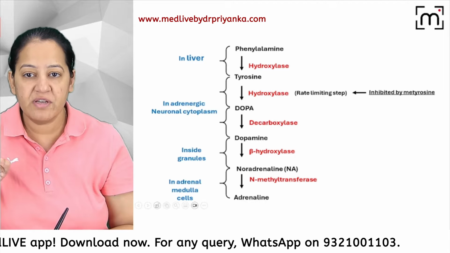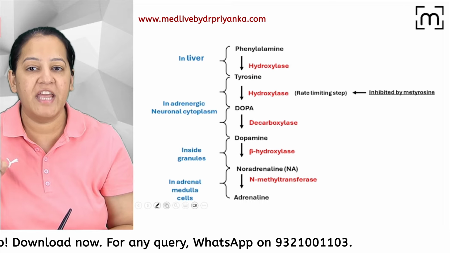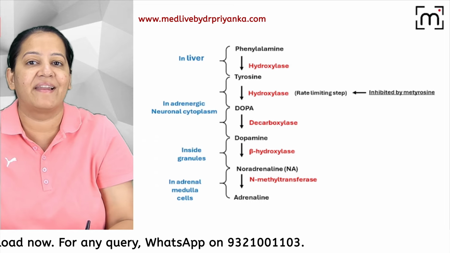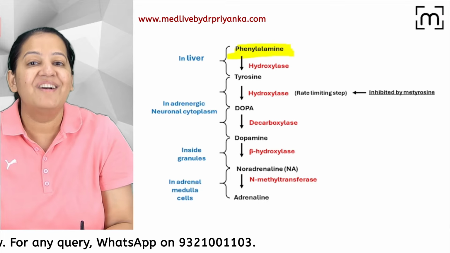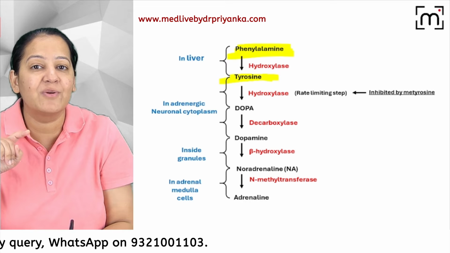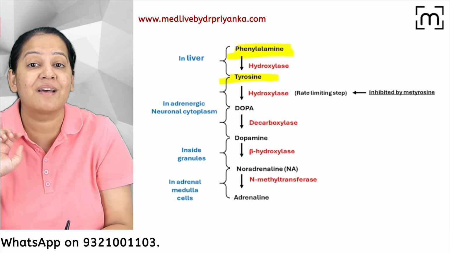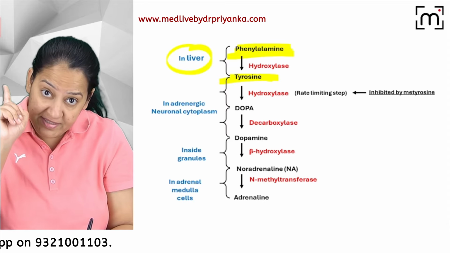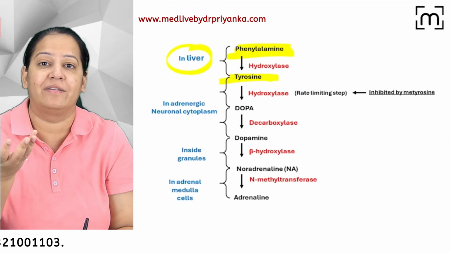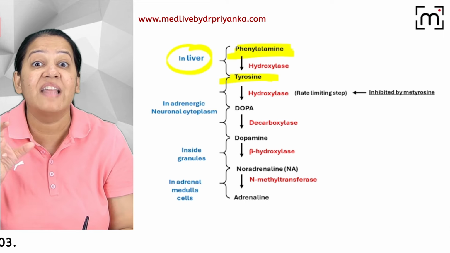So this is what I'm talking about. Everyone here? So first of all, we need an amino acid. The name of that amino acid is phenylalanine. The phenylalanine gets converted to tyrosine. Where does this conversion take place? This conversion takes place in the liver. Once the tyrosine is formed, it is taken up by the nerve ending, the axon.